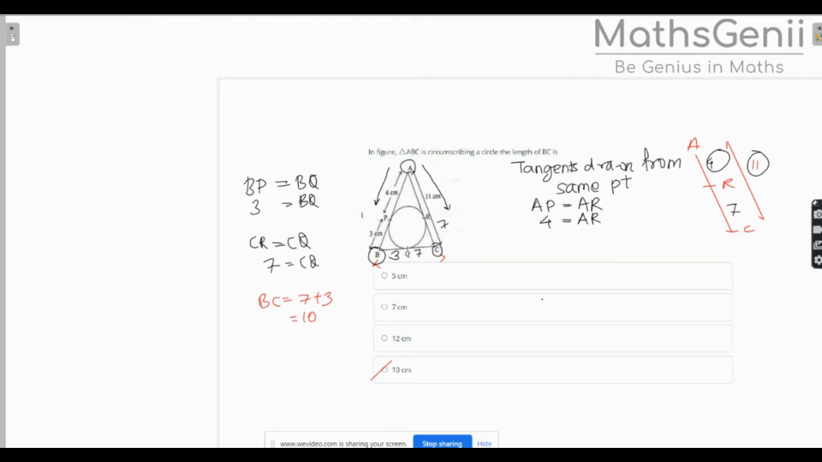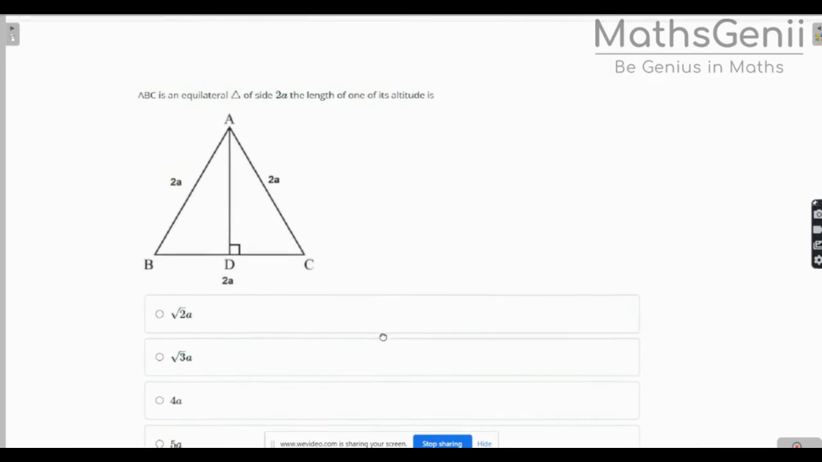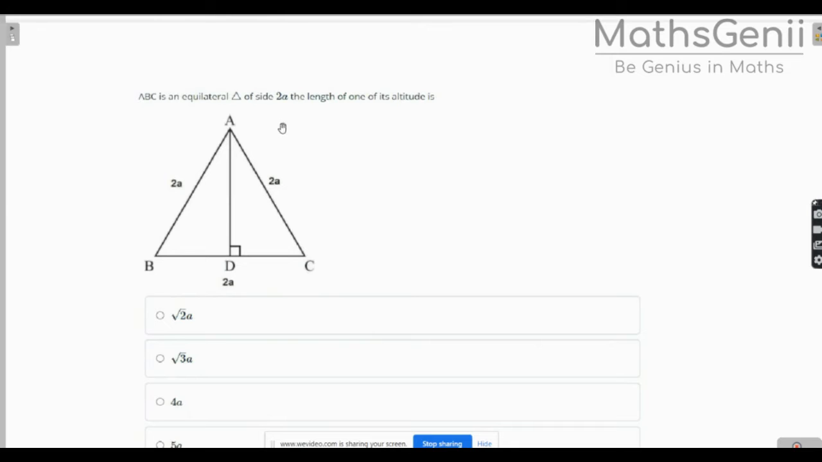Okay, now let's look at another question that has come from the chapter triangle itself. This has again come in 2020. Very simple question. He has given me ABC is an equilateral triangle and find the length of its altitude. Altitude is AD. So I want to find the length of AD. Now students, this is equal, right? BC is total 2A. So can I write that this is A and this is A, which makes it A plus A, 2A.